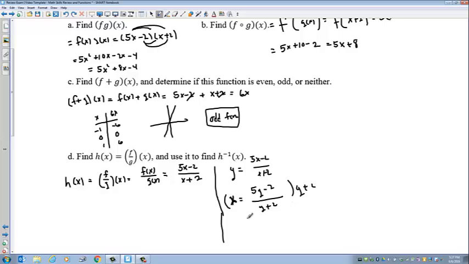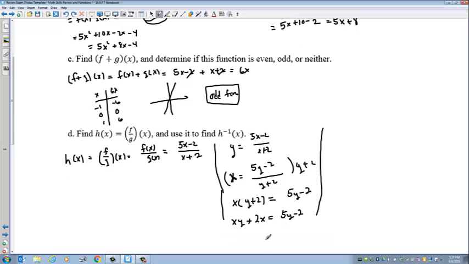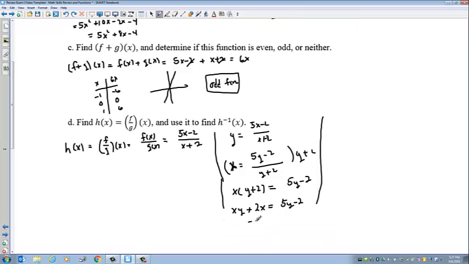And so on the left-hand side, what do we get? We get x times y plus 2 equal to, on the right-hand side, we have 5y minus 2 because the y plus 2's are going to cancel. We'll multiply through by x here and get what? We'll get xy plus 2x equal to 5y minus 2. And then we can get all the y stuff on one side by moving over the 5y and then moving over the 2x. So let's take away 5y from both sides.